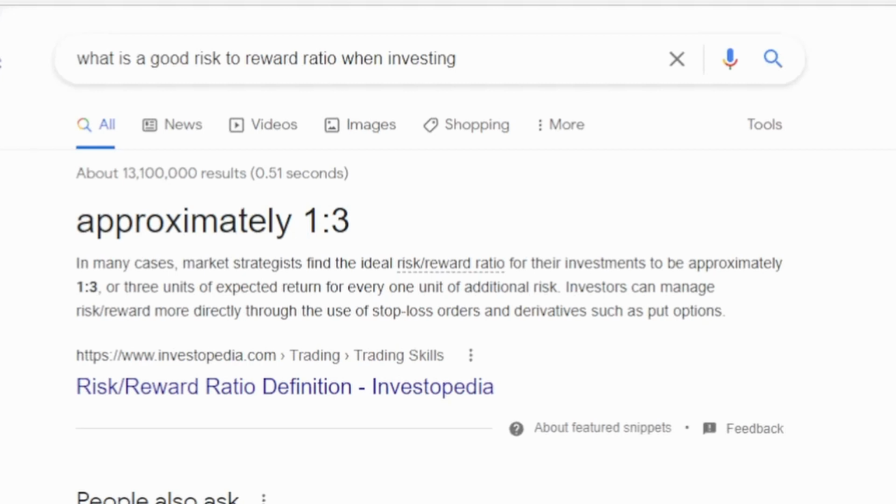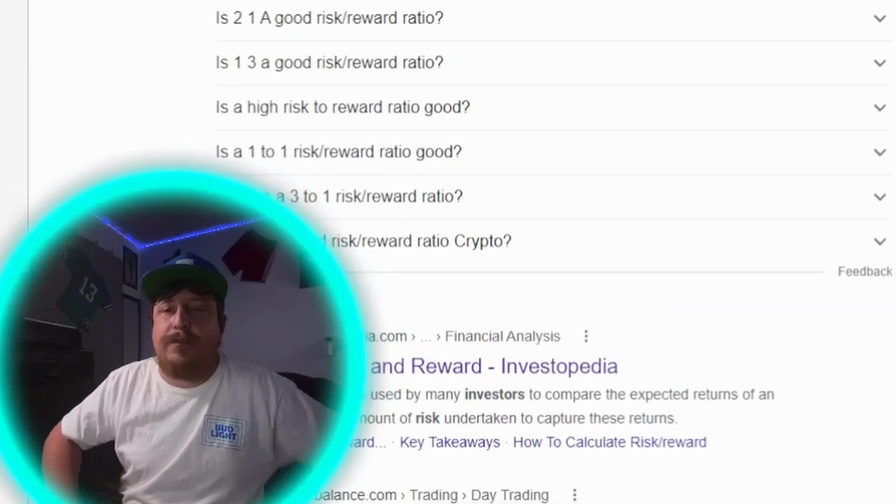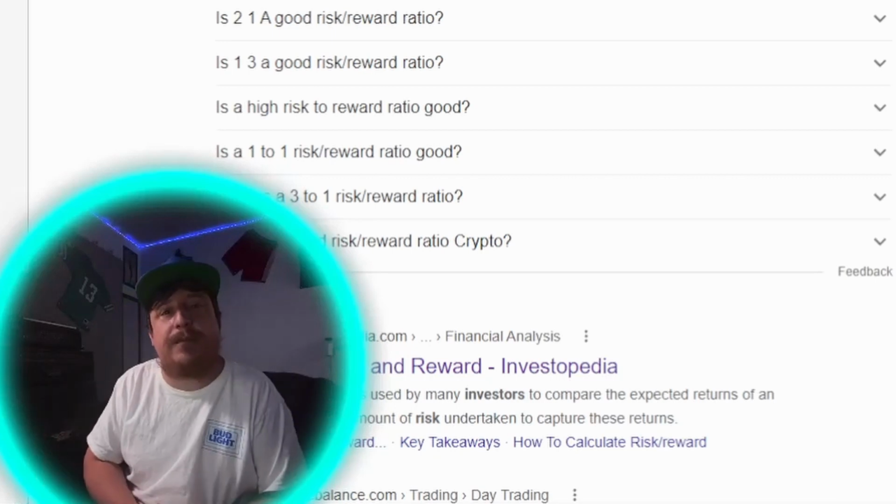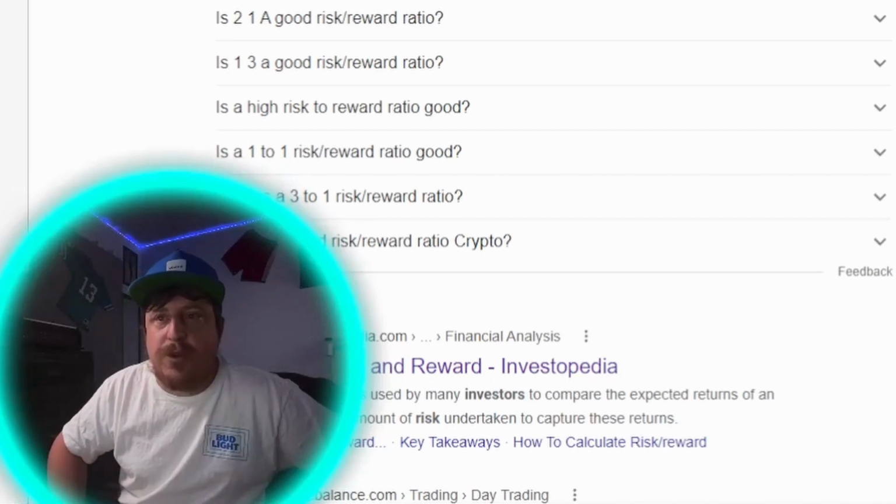Well, then it even goes on to say investors can manage that risk-to-reward more directly through the use of stop-loss orders and derivatives, such as put options. We're not going to discuss the derivatives and put options in this video, but we will discuss how your stop-loss can come into play as far as calculating your risk-to-reward.